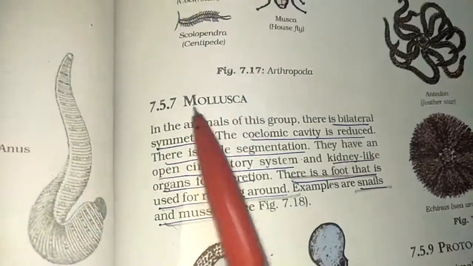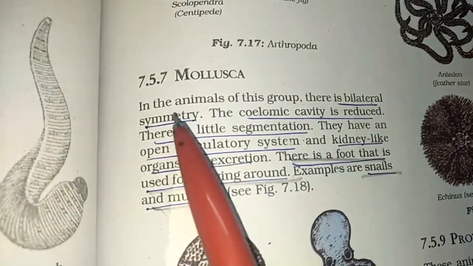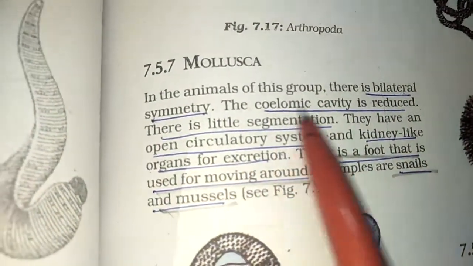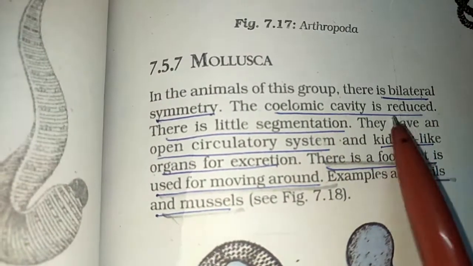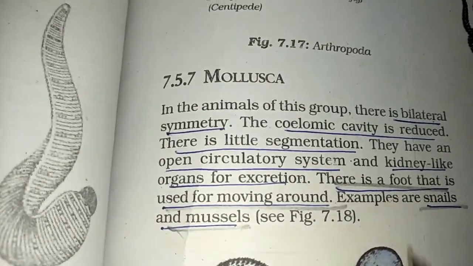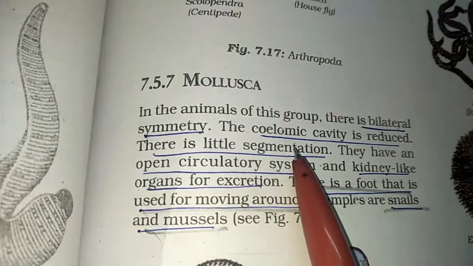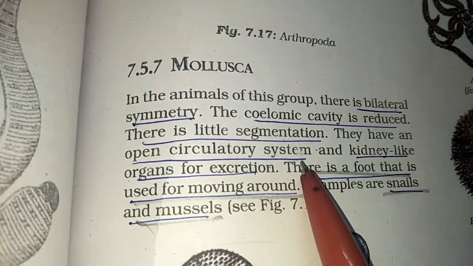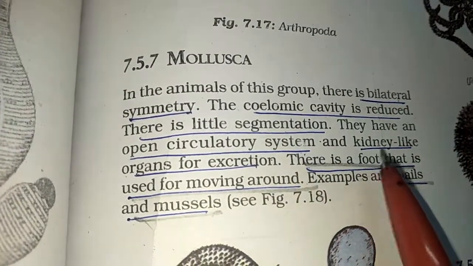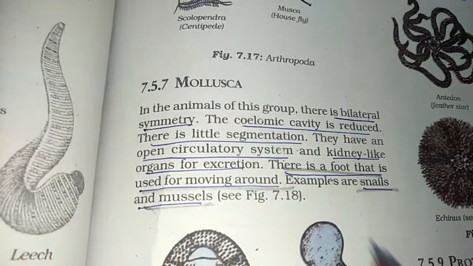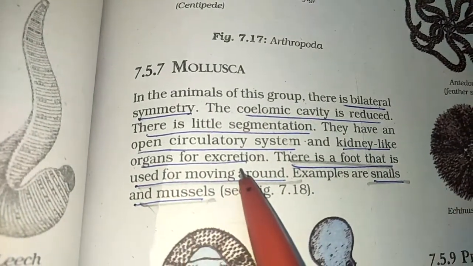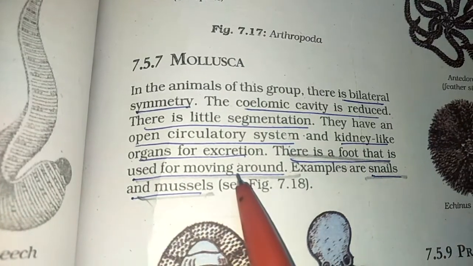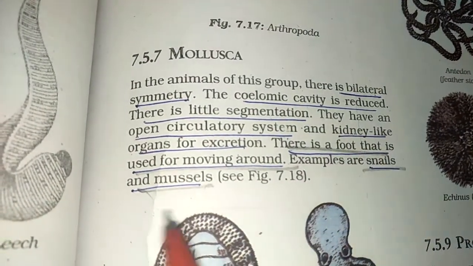Now we go to the next class, that is mollusca. Here also there is bilateral symmetry, and the body cavity, the coelomic cavity, is reduced, and the segmentation is also little, not much. They also have an open circulatory system like arthropods, and here the first kidney-like organs for excretion are formed. Then there is a muscular foot that is used for moving. Examples are snail and mussels.